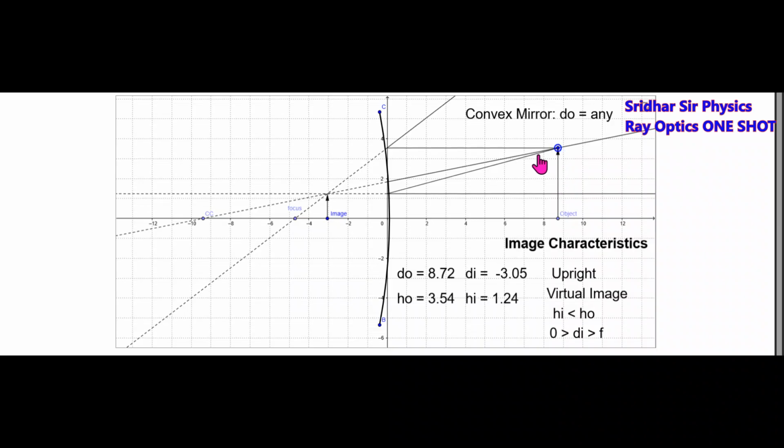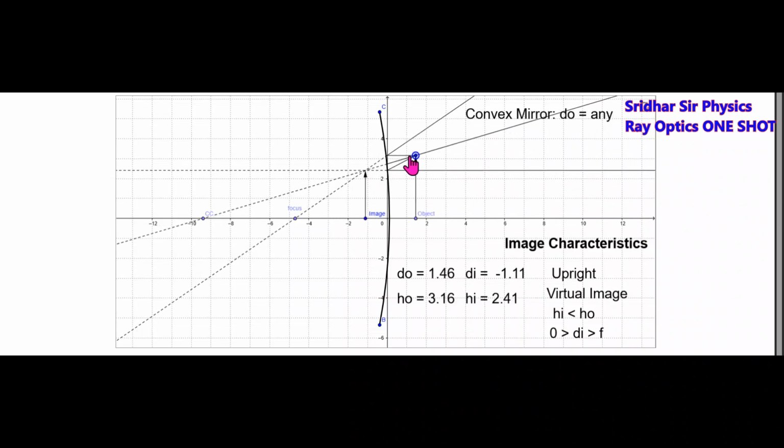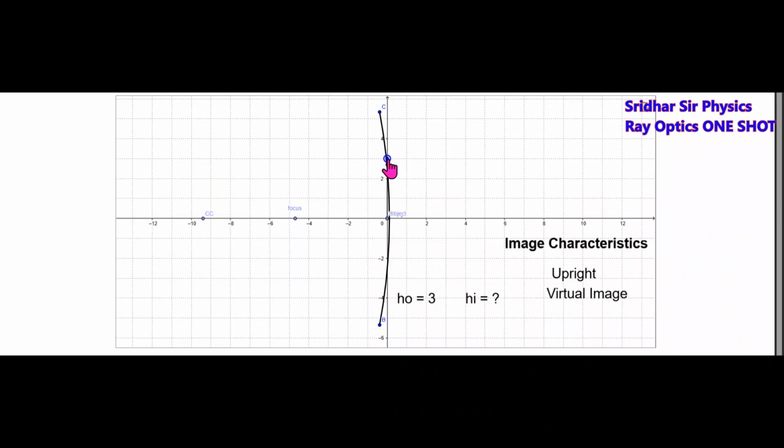First, a ray parallel to the principal axis, after reflection, will pass through the focus. Another ray incident towards the focus, after reflection, will become parallel. When both of these intersect, we get the position of the image. Or another ray passing through the center of curvature will retrace its path. Where they intersect will be the position of the image. And there's a general idea you have to develop here: if the object is at the pole, the image will be at the pole only.